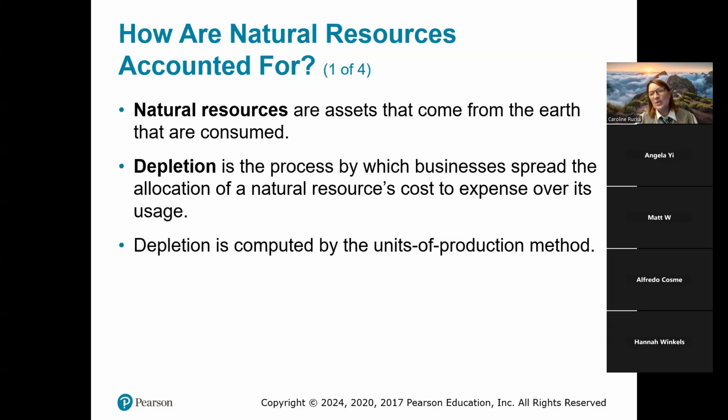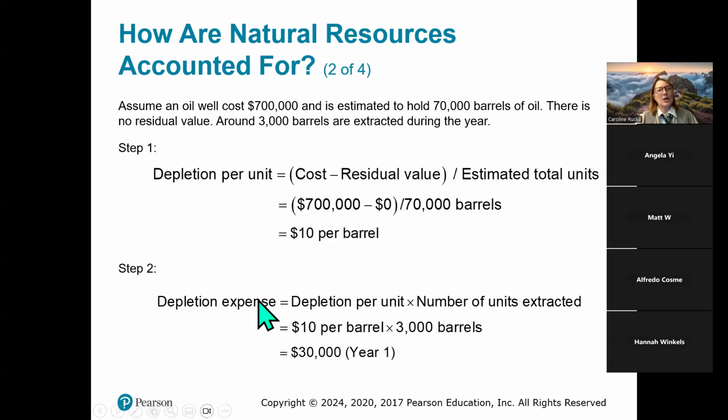Okay. We use units of production for this also. Okay. So it can be used to depreciate factory equipment. They do commonly use it for recording natural resources. Okay. So you bought an oil well, it's $700,000 and it holds 70,000 barrels of oil. There's no residual value for an empty hole in the ground, right? So we extract 3,000 barrels during this year. Okay. So this is how we record depletion.